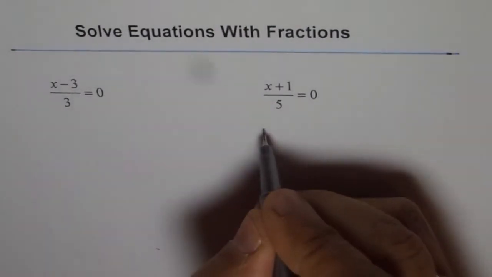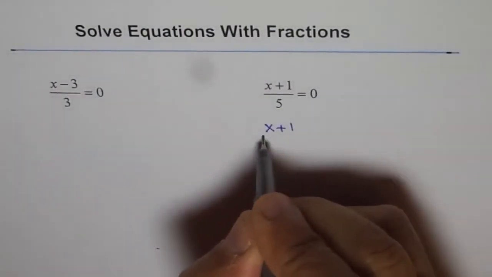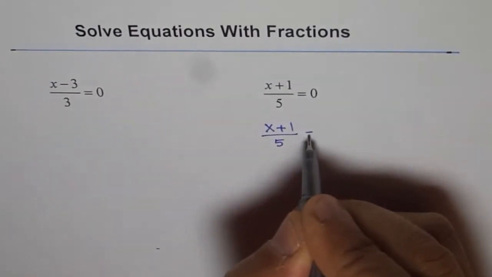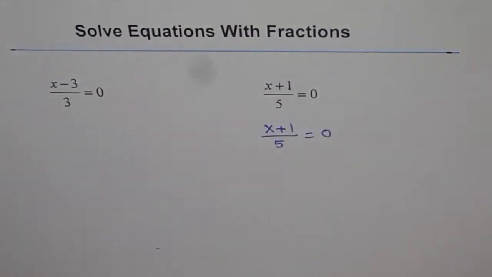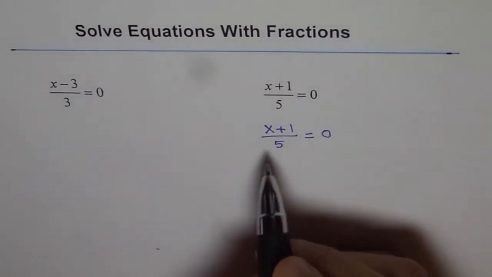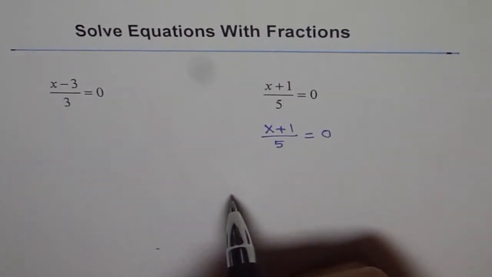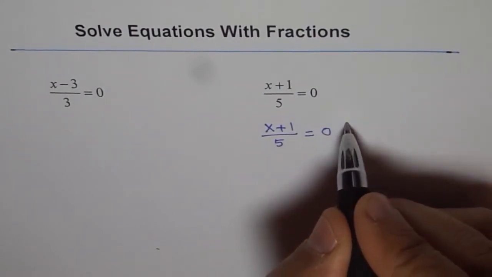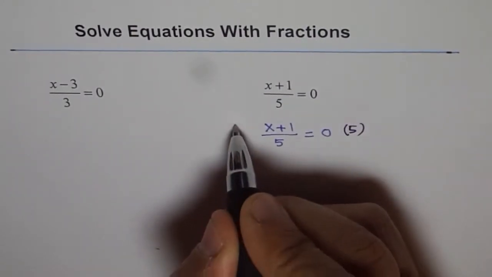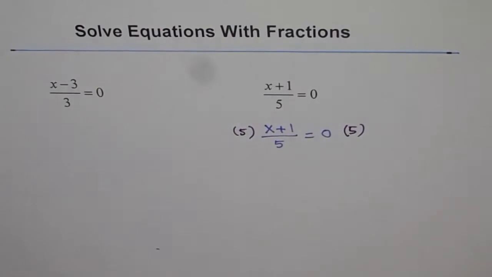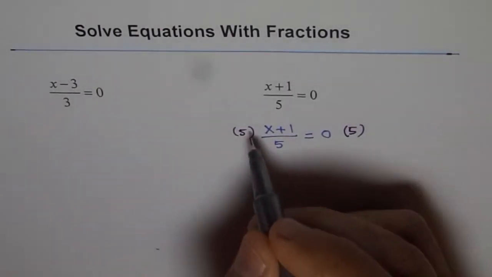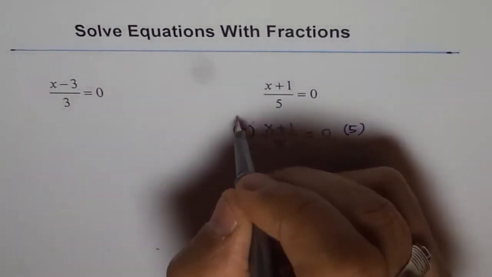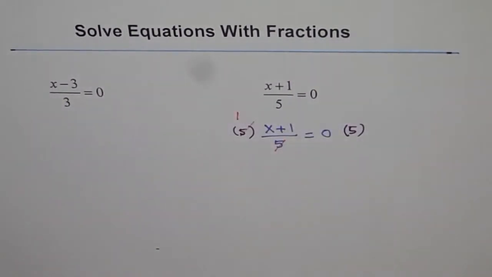So we have here (x plus 1) divided by 5 equals 0. To isolate x, what we can do is first get rid of this 5. 5 is in the denominator, that means divide, right? So let's multiply by 5 on both sides. So that is multiplication by 5 on both sides. If I do that, then 5 divided by 5 is 1, correct? So I get rid of this.